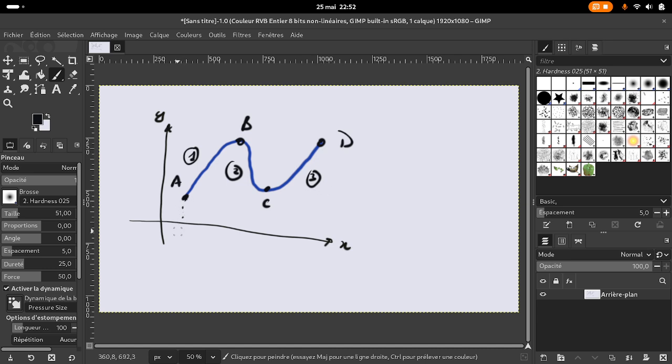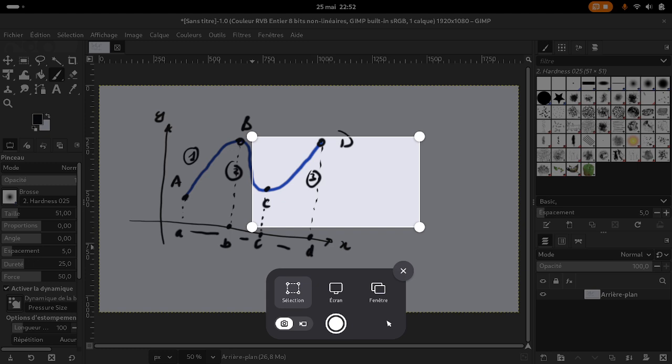If I show the points on the axis A, B, C, D, I have intervals. Now I say that it is increasing on the interval AB, it is decreasing on the interval BC, and it is increasing again on the interval CD. Okay, this is the first thing.